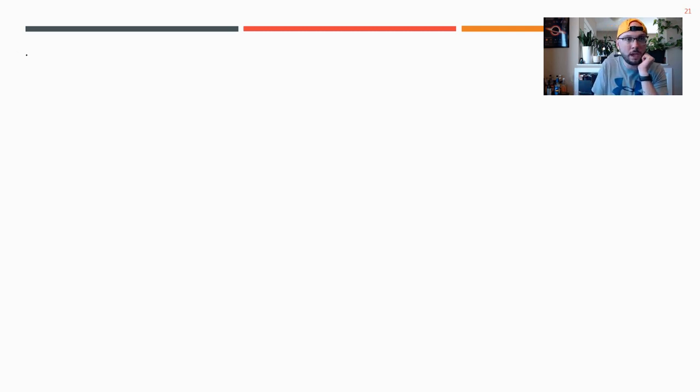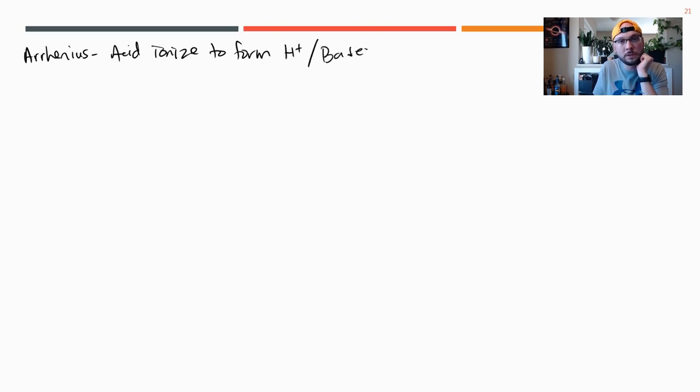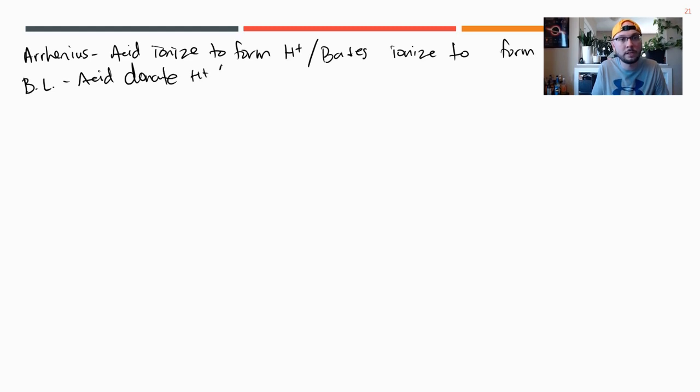So the Arrhenius first. The Arrhenius model states that acids ionize to form H plus, bases ionize to form OH minus, and then the Bronsted-Lowry definition states that acids donate H plus, bases accept H plus.